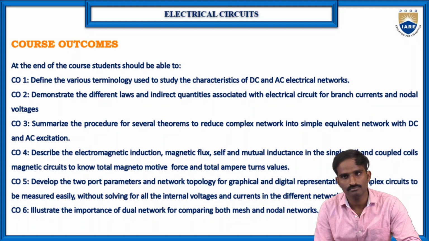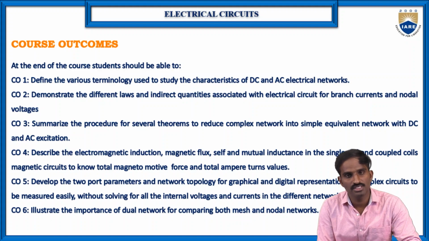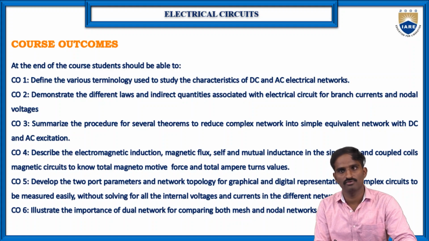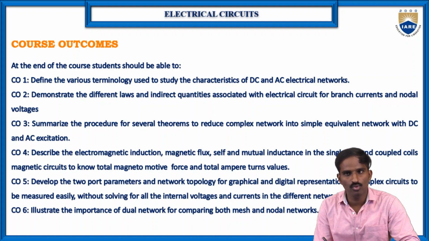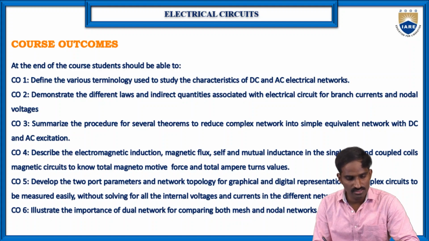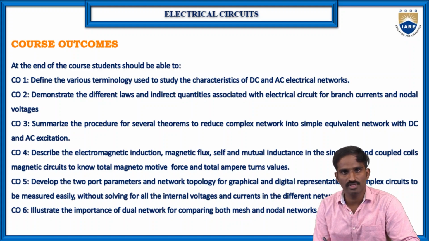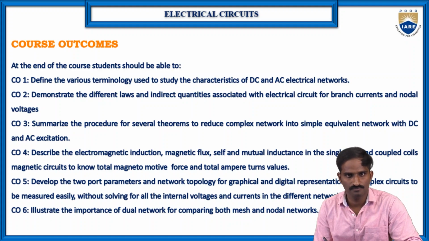And finally, CO6: at the end of the course, the student should be able to illustrate the importance of the dual network for comparing both mesh and nodal networks. So these are the six course outcomes for the course Electrical Circuits.